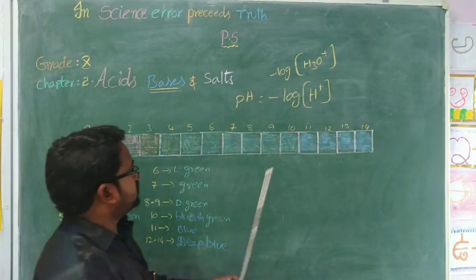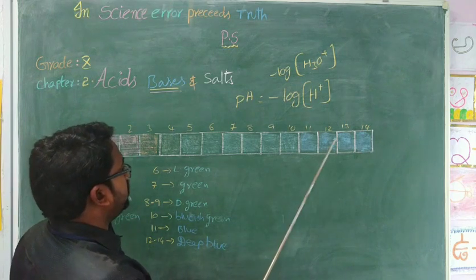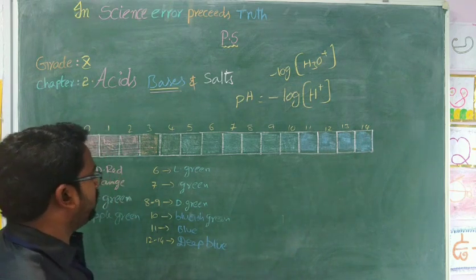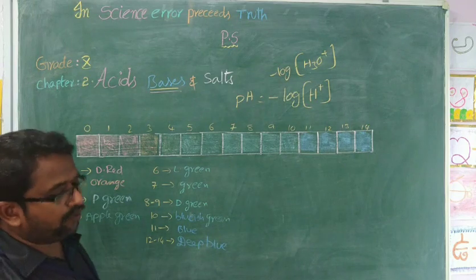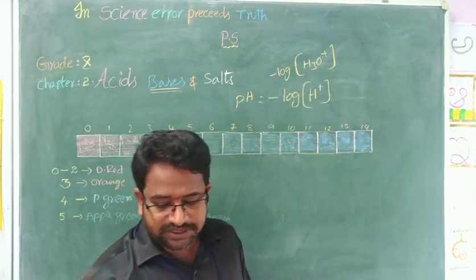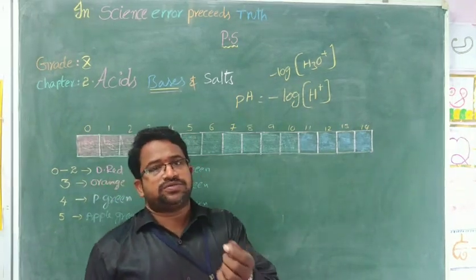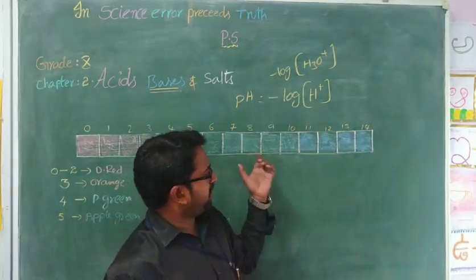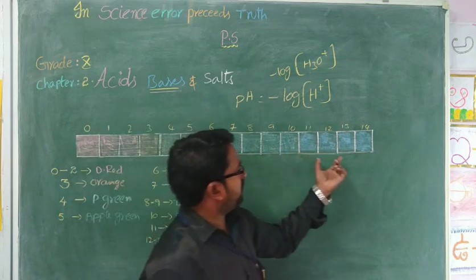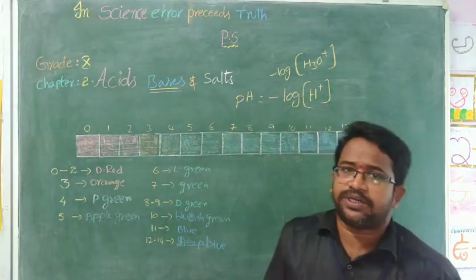Okay, 11 is blue. From here to here, 12 to 14 is deep blue. So based on this color, if you are advised to take a pH paper and identify the color, based on this you can identify the nature of the particular thing.